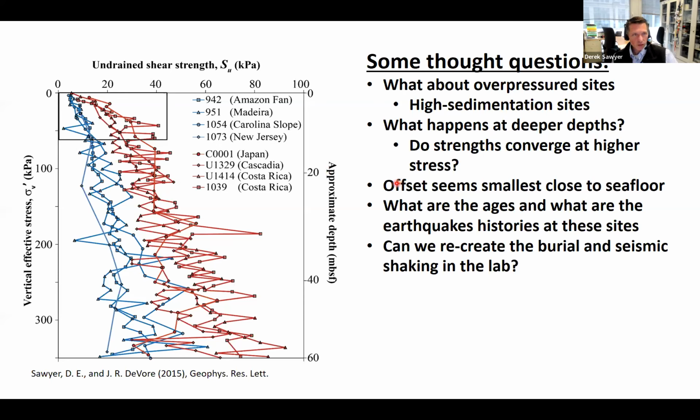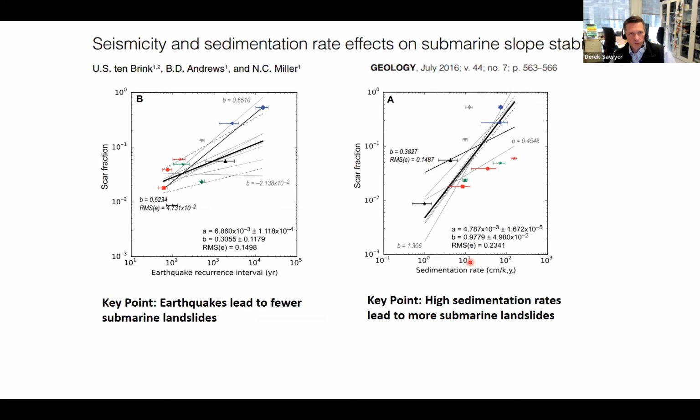The offset in these strengths seems to be smallest closest to the seafloor. As you can see, these curves almost converge at near zero seafloor depths, and then they quickly diverge from each other. So what happens there in those early histories? Can we then look at each site and understand the earthquake histories at each site to gain more information about or insights into the control of earthquakes? And can we recreate the burial and seismic shaking in the lab of these exact samples to further test the hypothesis about seismic strengthening? And we'll come back to these questions throughout the rest of the talk.